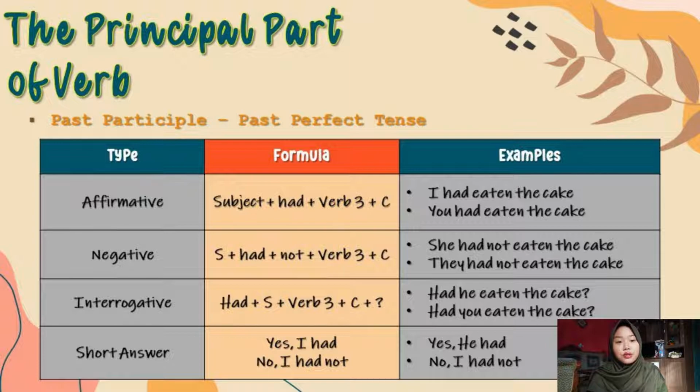But if you want to make the interrogative type, you have to use had plus subject plus verb 3 plus complement plus question mark. Example: had he eaten the cake? Had you eaten the cake? And for the short answer, you can use yes, I had, or yes plus subject plus had, or no plus subject plus had plus not. So, yes, he had. No, I had not.